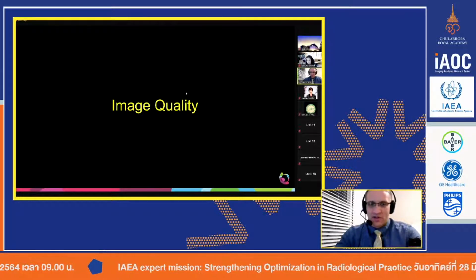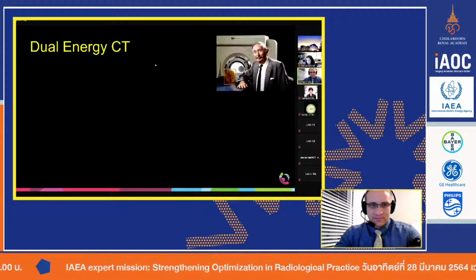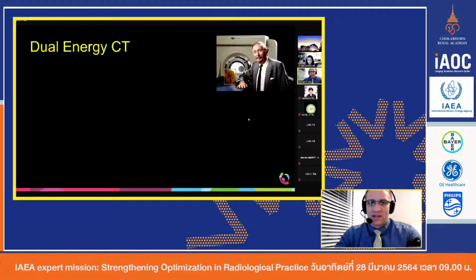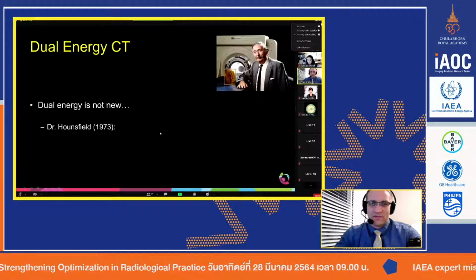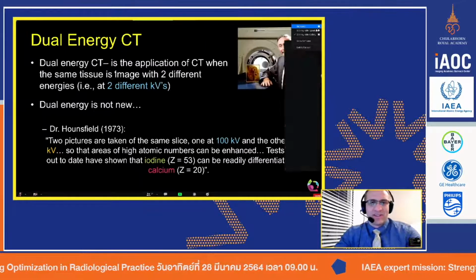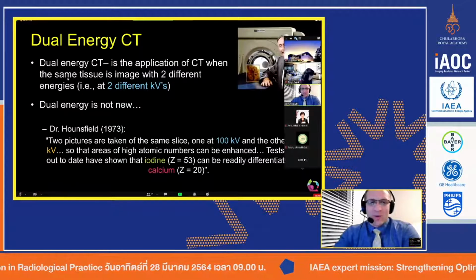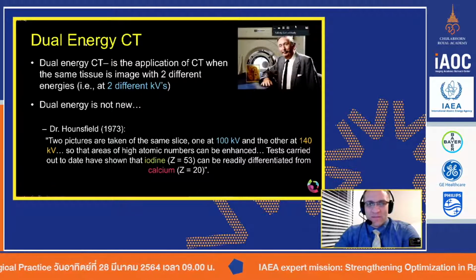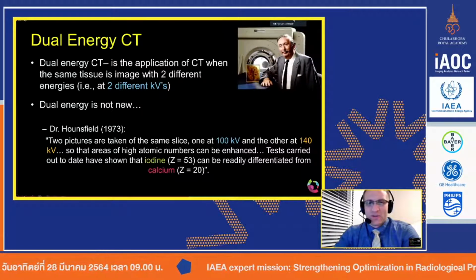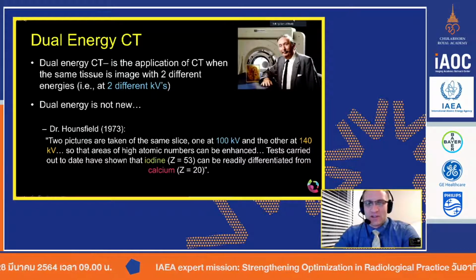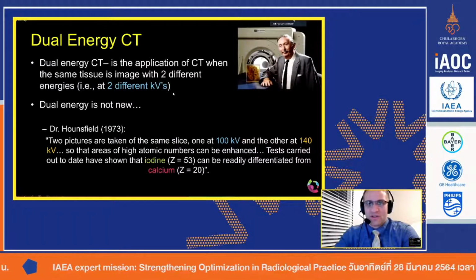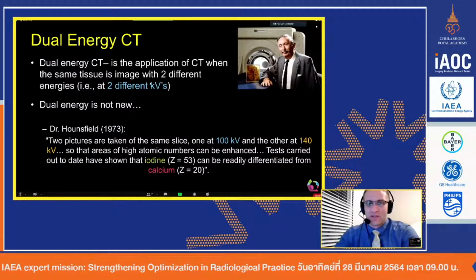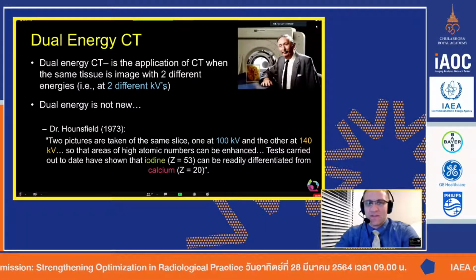Now let's talk image quality optimization. So from the very beginning, here we go. Sorry, it didn't want to work. So when you consider dual energy, what we're basically doing is we're going to scan the same tissue twice, but we're using two different energies of radiation, or two different X-ray energies, so two different kVs.